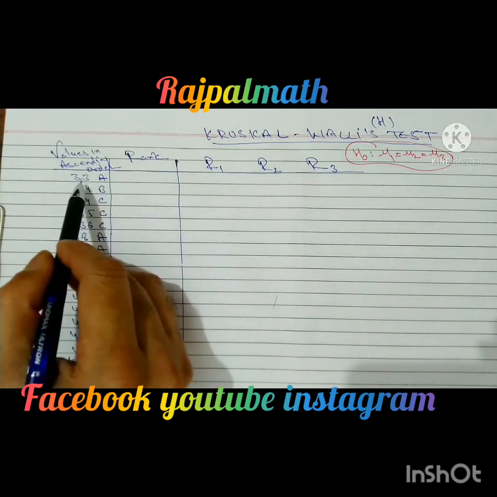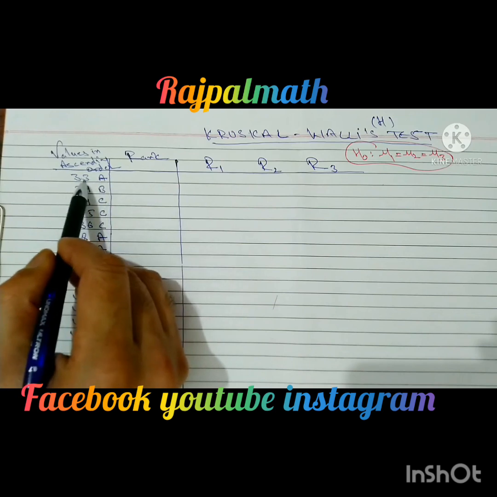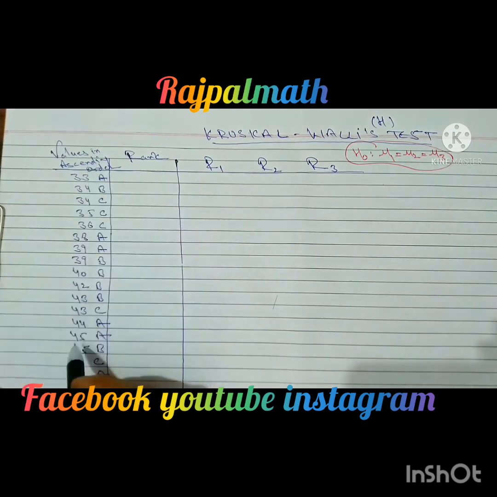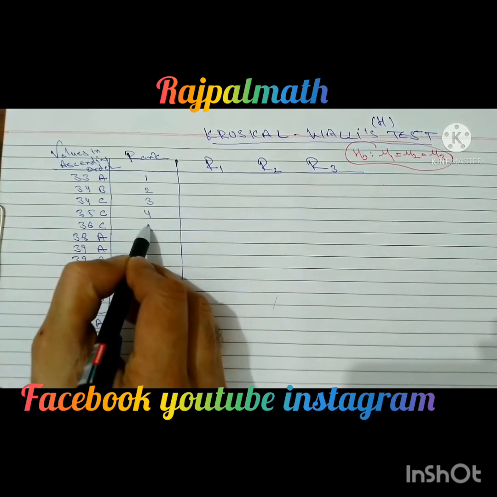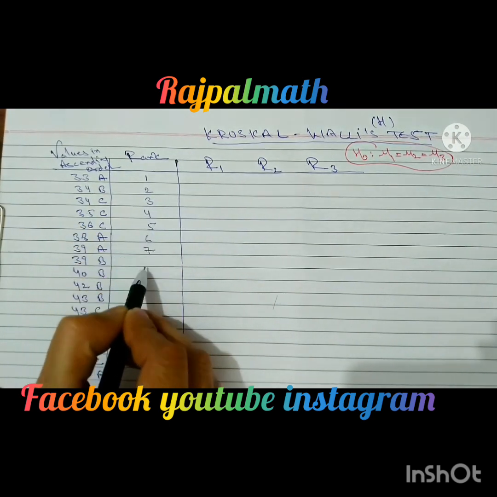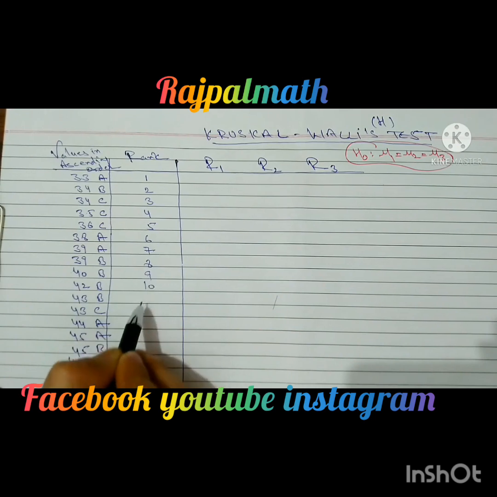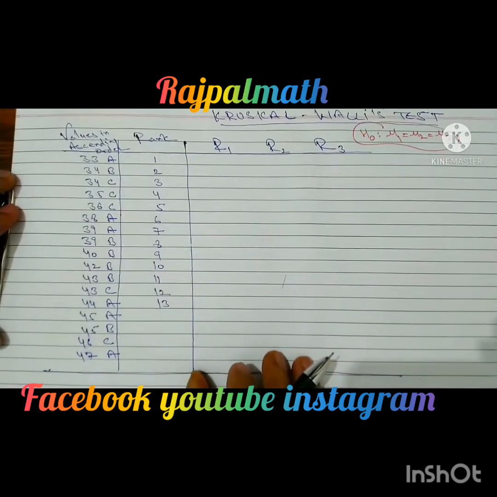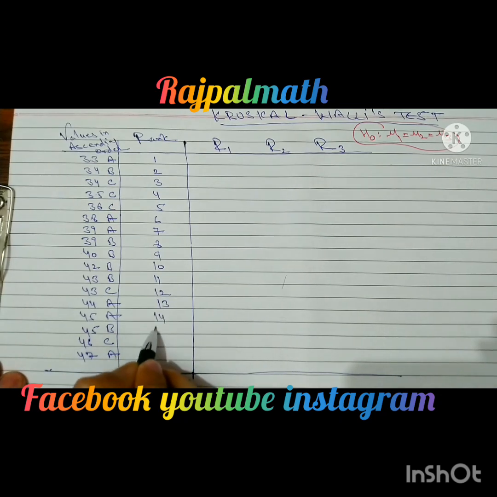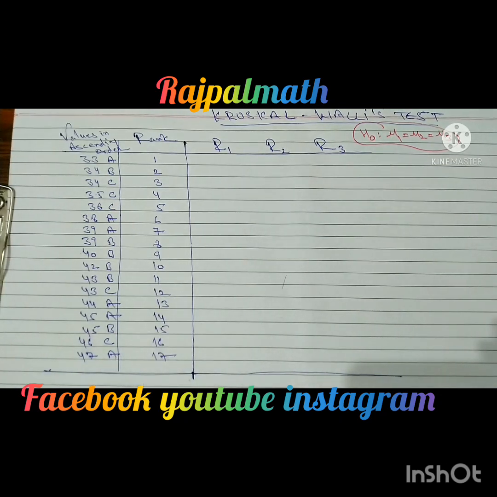Then give ranks, giving the lowest rank to the lowest number. Already in ascending order, so simply write rank 1, 2, 3, 4, 5, 6, 7, 8, 9, 10, 11, 12, 13, 14, 15, 16, 17.